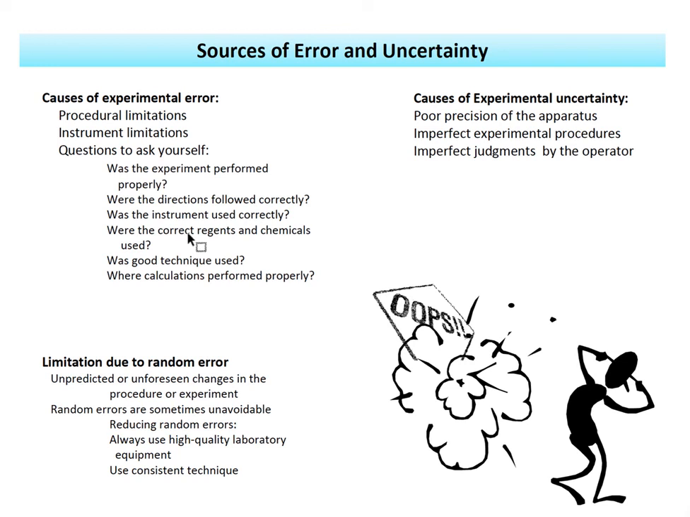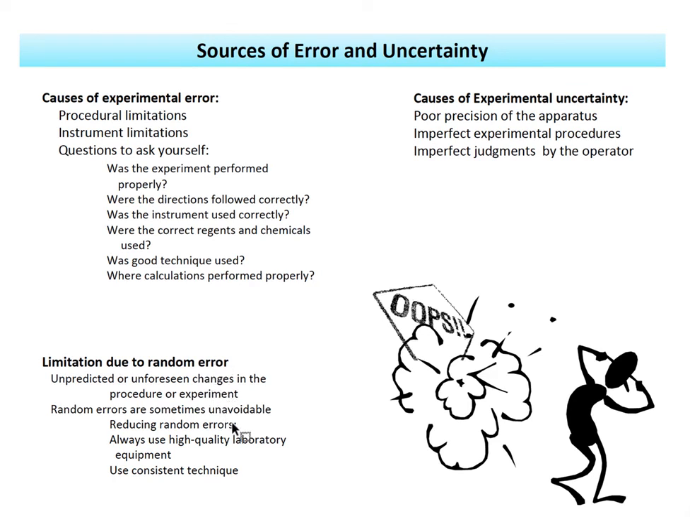Did you use the correct reagents? Was good technique used? And did you do proper significant figures with your calculations? Because you'll always be doing significant figures. So unpredicted or unforeseen changes in the procedure or experiment, these are random errors.